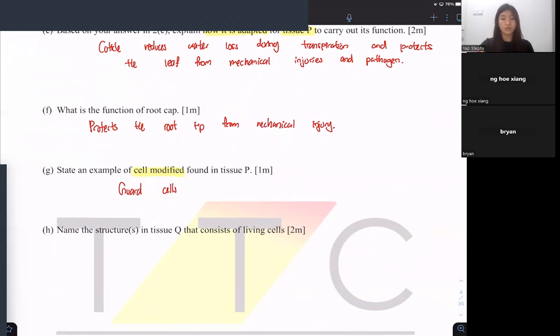Name the structure in tissue Q that consists of living cells. For tissue Q, that means the ground tissue. The ground tissue that consists of living cells: parenchyma and collenchyma tissues.